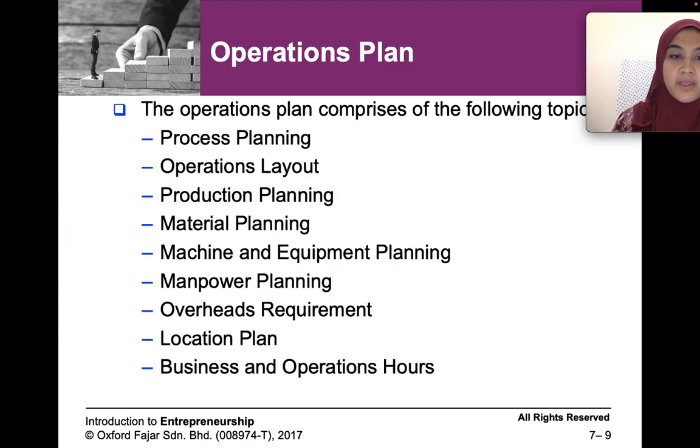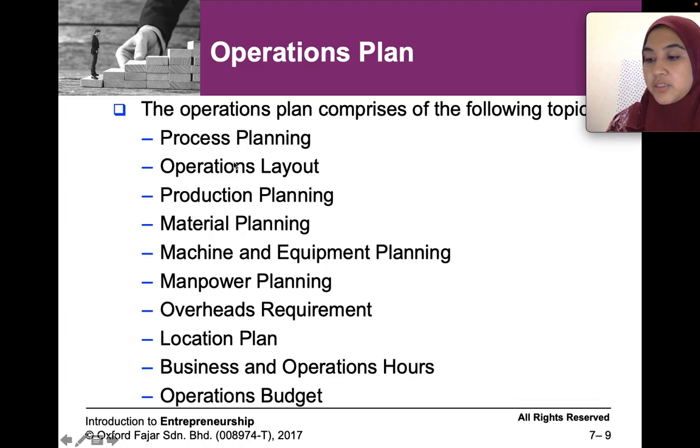So these are the topics that are required in the operation plan. Okay, we start with process planning. Next is operations layout, production planning, material planning, machine and equipment planning, manpower planning, overhead requirement, location plan, business and operation hours, and also operation budget.